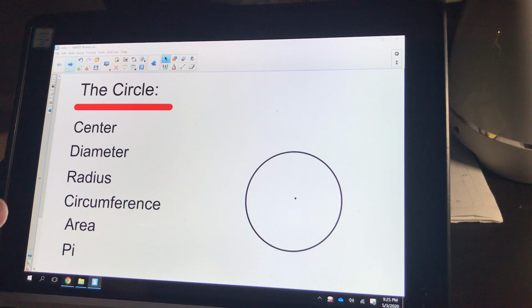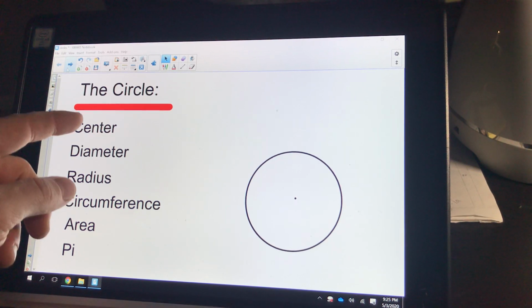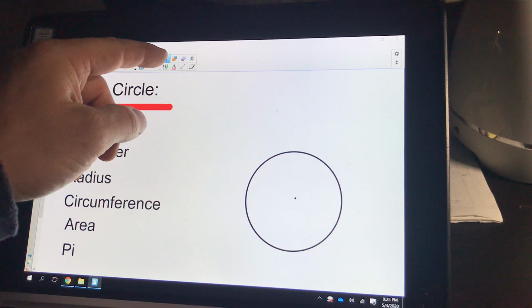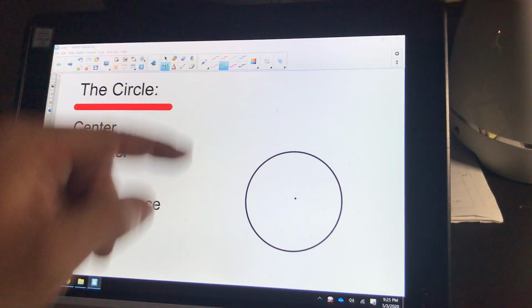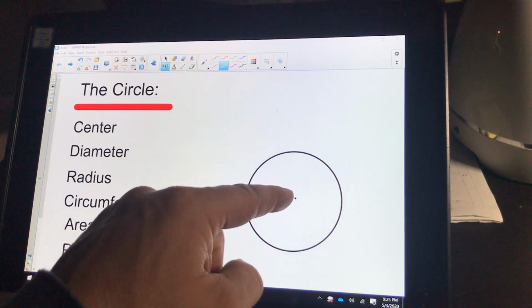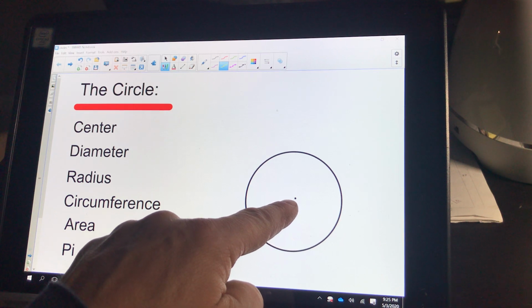All right, so the circle, obviously, okay? And I have 6 different terms over here that are going to be the basis for what we talk about in this unit. Obviously, the center of the circle, okay? The center of the circle, as we know, is the fixed point in the middle, right? And all of the circle stems from that very point, okay?